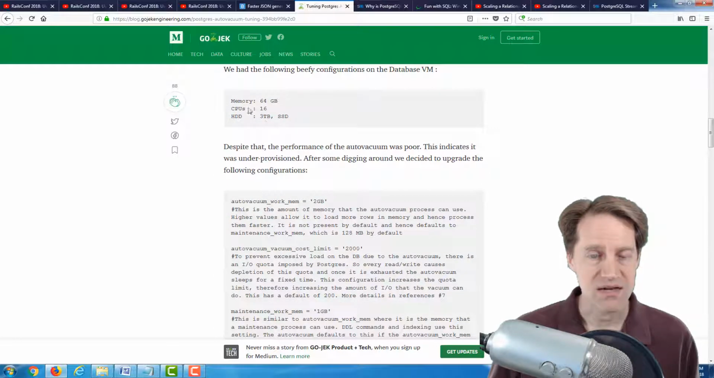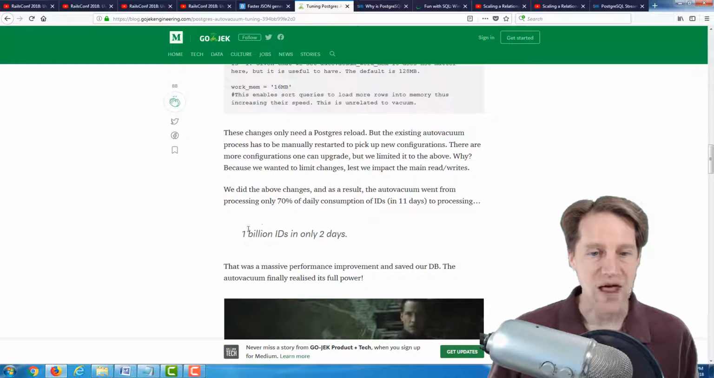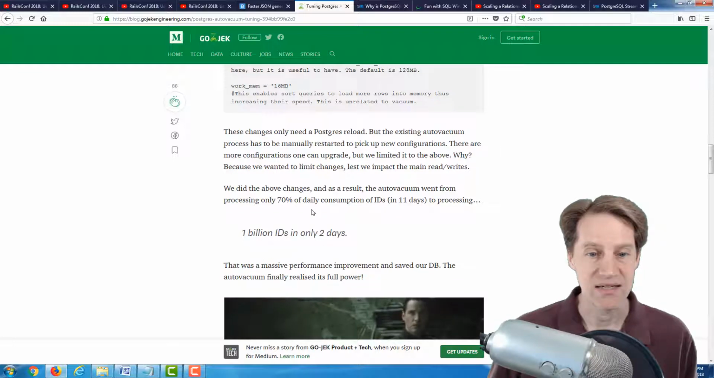They described the database virtual machine they were using, and then they went in and described the different settings that they changed. So they changed autovacuum_work_mem up to 2 gigabytes, and then they have a lot of detail here about what the setting does, as well as changing the vacuum cost limit, adjusting the maintenance work memory and the work memory as well. But related to Autovacuum, essentially these two, autovacuum_work_mem and vacuum cost limit, were the ones that sped up their Autovacuum. So now they were able to process 1 billion IDs in only 2 days versus not being able to do the daily consumption and taking 11 days to do it.